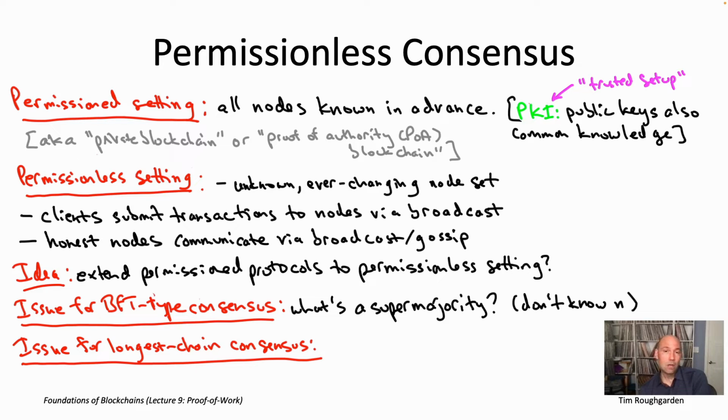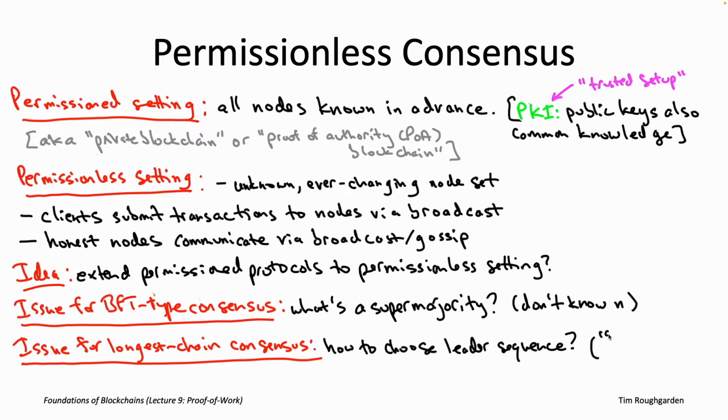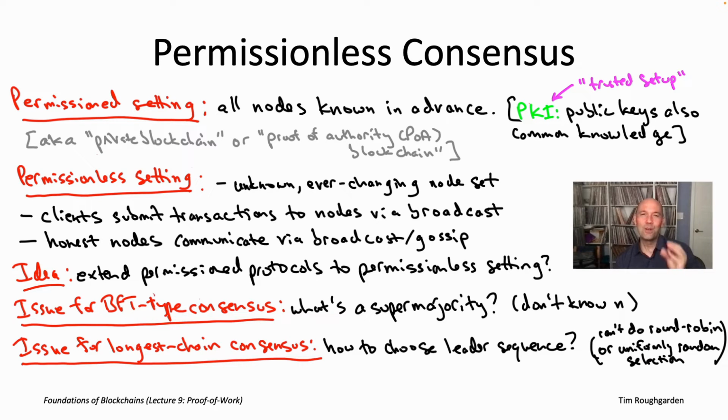One was round robin, and the other was selecting a leader uniformly at random from the set of all of the nodes. But neither of these immediately makes sense in the permissionless setting when you don't know the node set, or even the number of nodes, right? You can't round robin through a set of nodes where you don't know who they are, and you can't even choose a node uniformly at random without knowing the denominator of the probability, right? If there's 100 nodes, you should choose a node with 1% probability. If there's 1,000 nodes, you should be choosing any given node with 0.1% probability. So it's not clear how you would implement either of those approaches to generating a sequence of leaders in the permissionless setting.